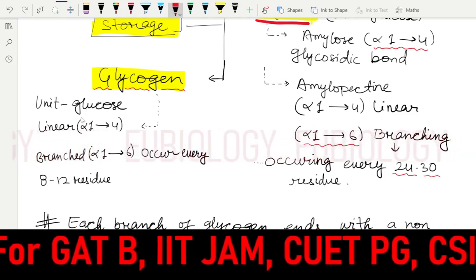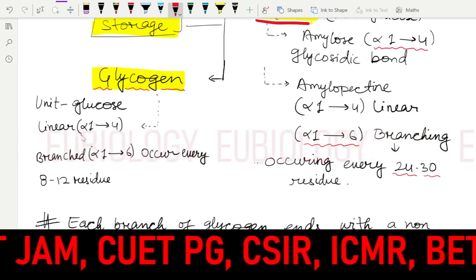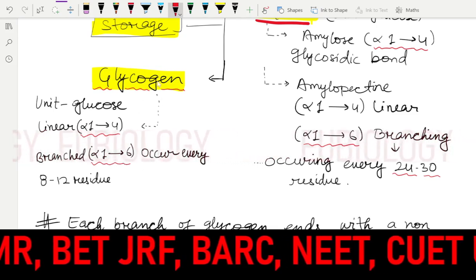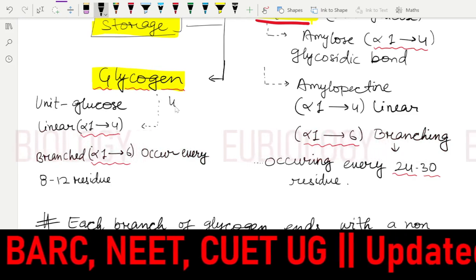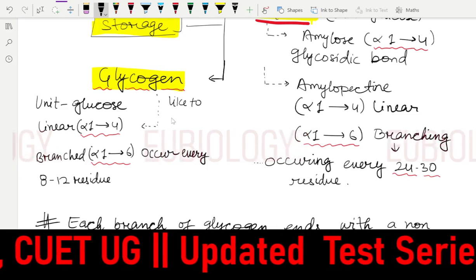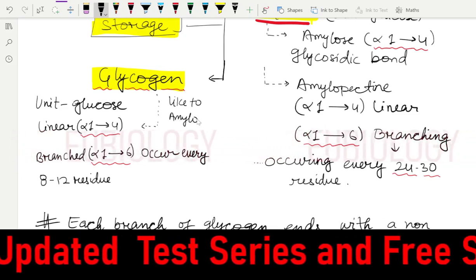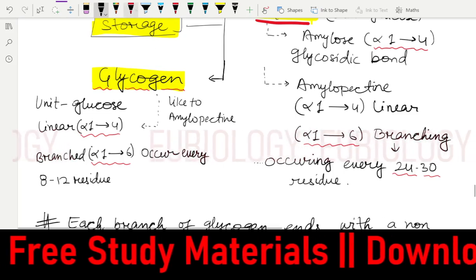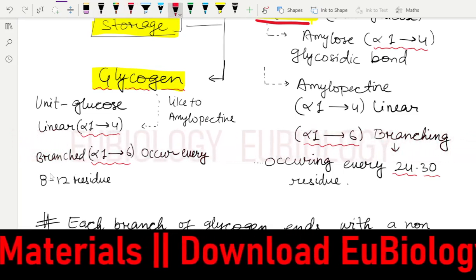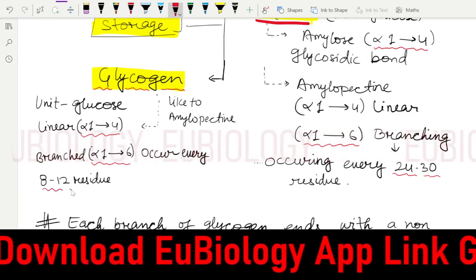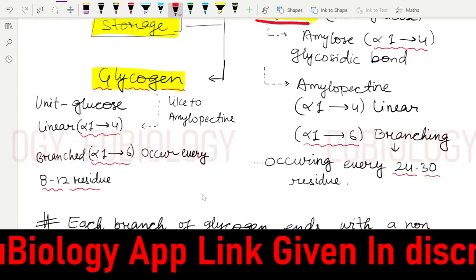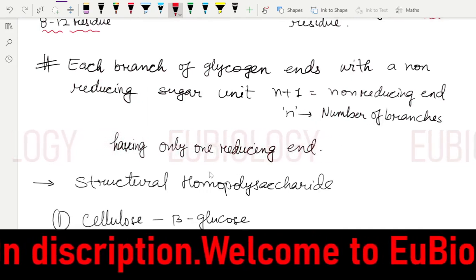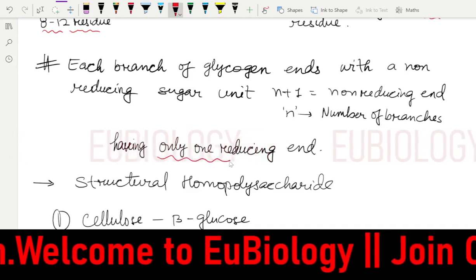Now glycogen, if you see, the glycogen unit is again glucose and it is both linear as well as branched, but it is mostly like amylopectin. There will be branching at every 8 to 12 residues. Each branch of the glycogen ends with one non-reducing sugar. So there will be only one reducing sugar.